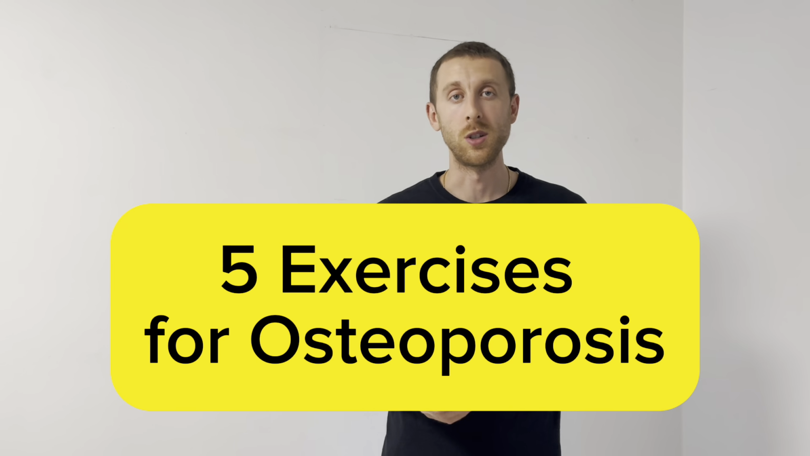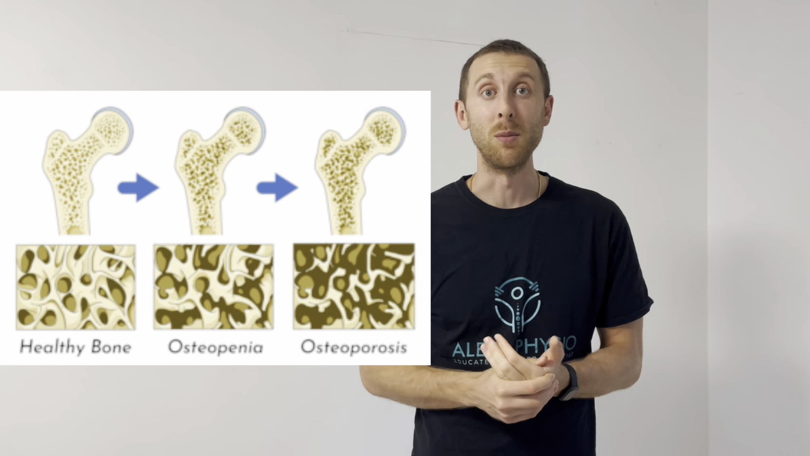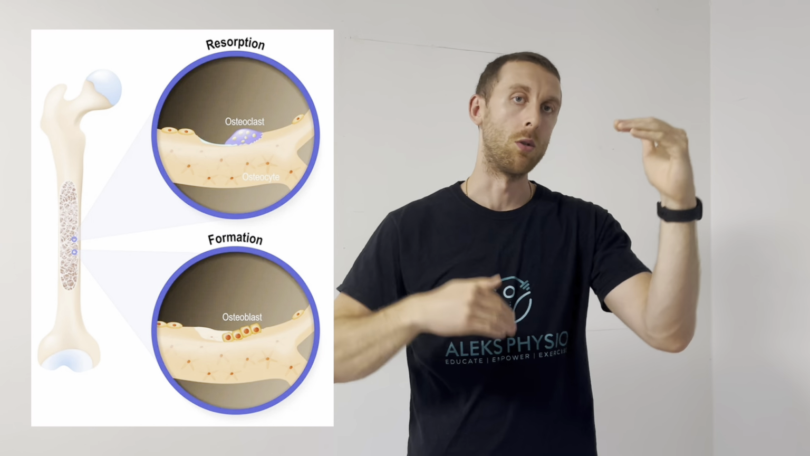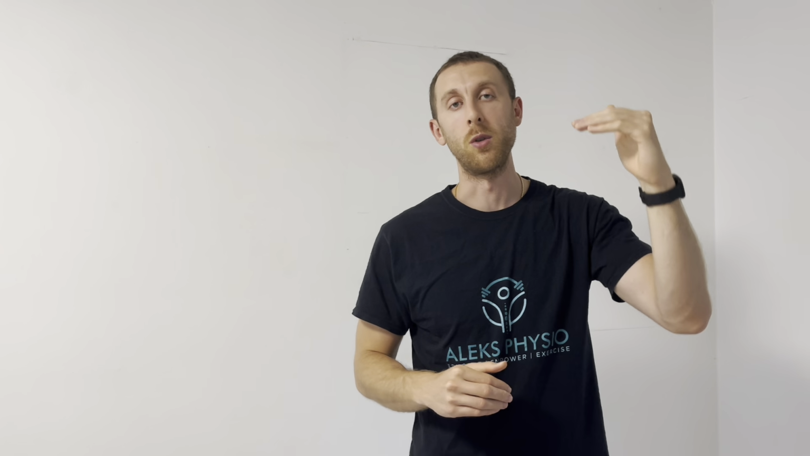Today we're going to be going over 5 exercises that you can do if you've been diagnosed with osteoporosis or osteopenia. Osteoporosis, for those of you who don't know, is a condition characterized by decrease in the bone mineral density. There's an imbalance between the osteoblasts that build and osteoclasts that destroy. So when there's more bone destruction over bone formation, then that's when you can veer towards osteopenia and eventually osteoporosis if not managed well.